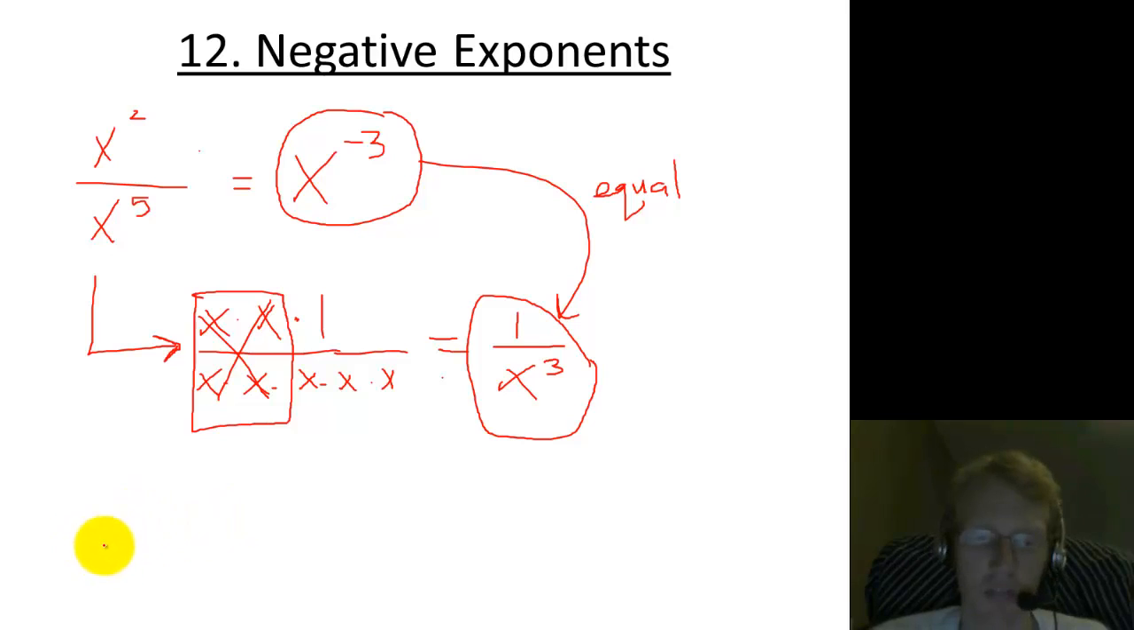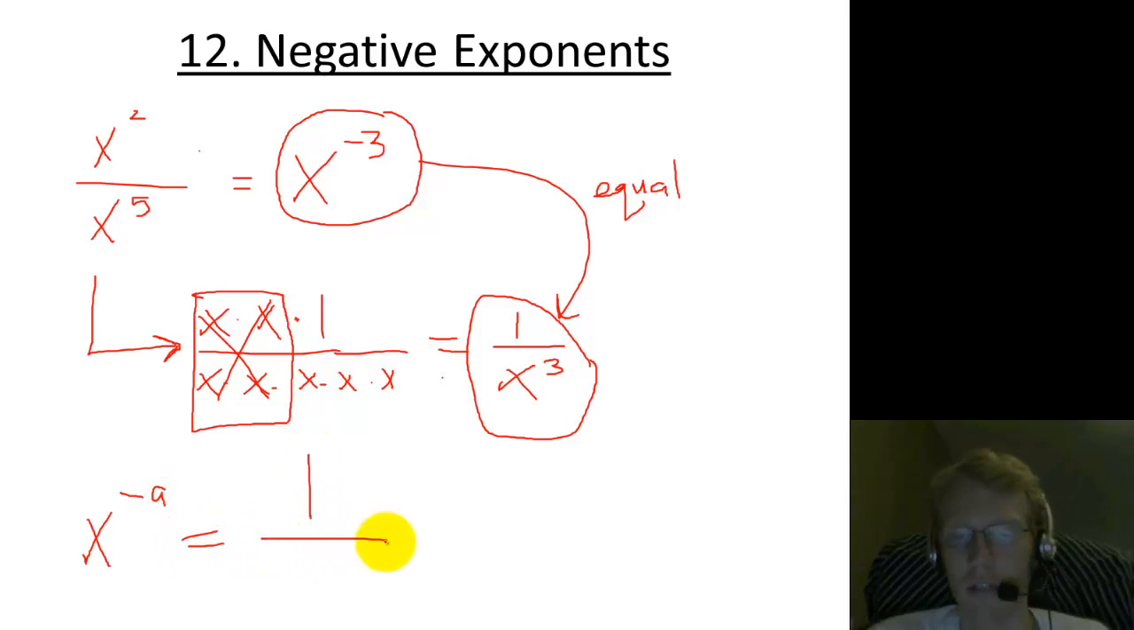So the rule that we can therefore write is x to the negative a equals 1 divided by x to the a. When you have an exponent, a positive exponent tells you how many times to multiply by that number, and a negative exponent tells you how many times to divide by that number. It should make sense that positives pair with multiplication and negatives pair with division. So positive exponent tells you how many times to multiply, negative exponent tells you how many times to divide.